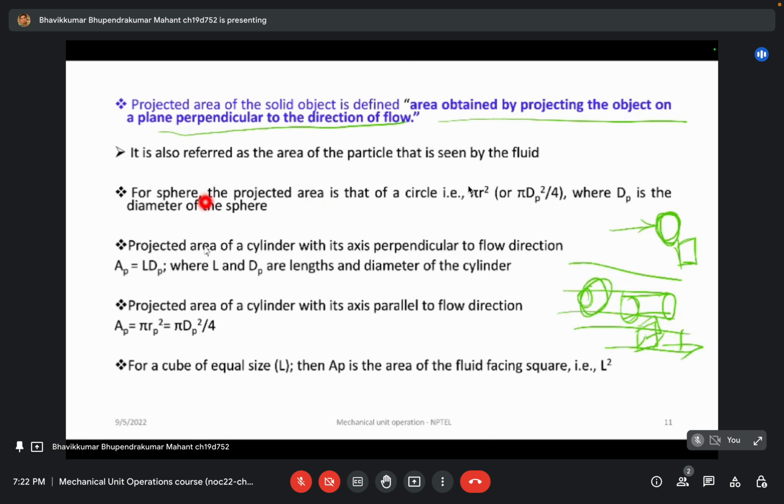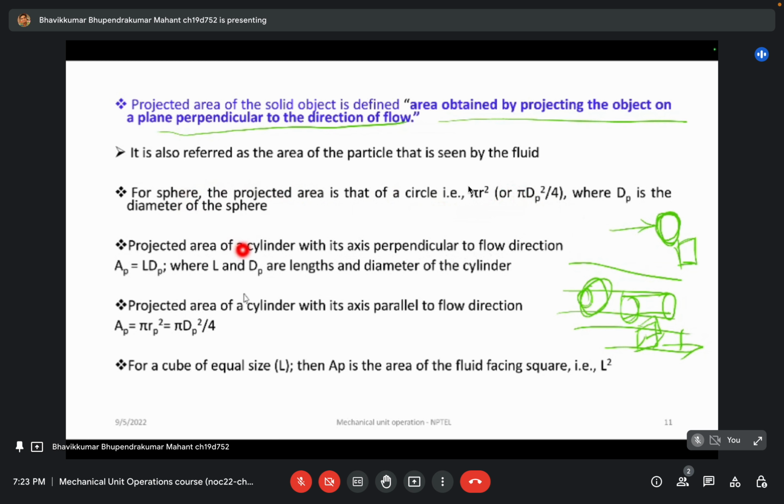If we talk about a sphere, the projected area is that of the circle, so we need to find the area of the circle, which is pi r square. Or if you don't have the value of the radius, then you can consider the diameter of the circle, which is pi dp square by 4, where dp is the diameter of the sphere.